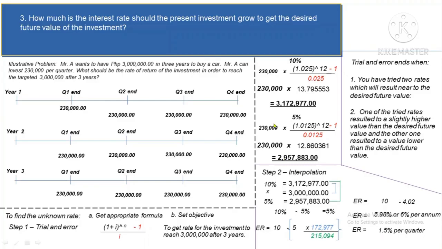Sir, what if we choose other trial rates? Like for example, instead of using the 10% and the 5%, we are going to use 8% and 4% here. So will we arrive at a similar answer? Of course, if you follow the steps. So you can try it if you want to.